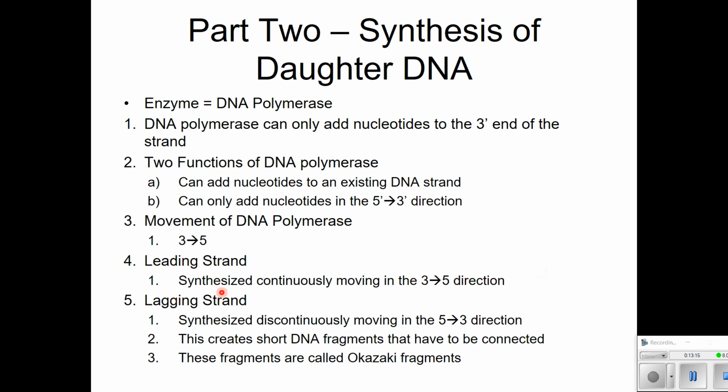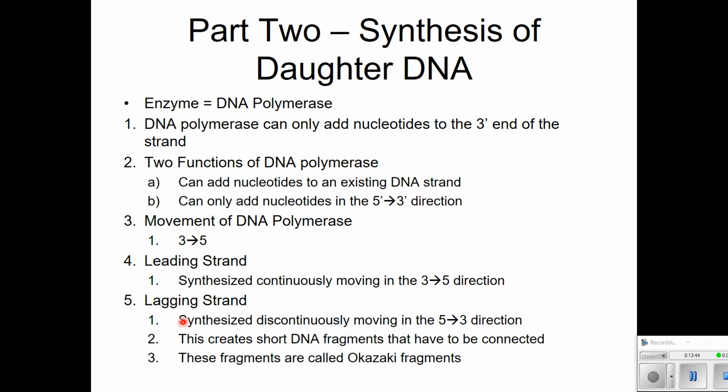Now we can focus on the top strand and go back to that animation in a second. Top strand is called the lagging strand. What are the hallmarks of this strand? Well, it's made discontinuously. That means with breaks. So the enzymes will have to stop and start, and this creates breaks in the molecule that have to be basically bonded together at the end of this process.